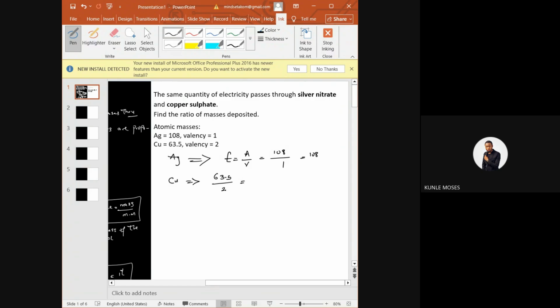63.5 divided by 2 is what? That's 31.75, isn't it? Now we've gotten the equivalent weights. The equivalent weight for silver is this, and the equivalent weight for copper is this. Please, do we get it to this extent?